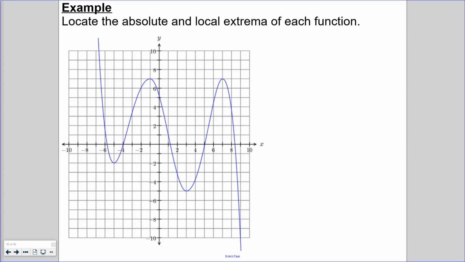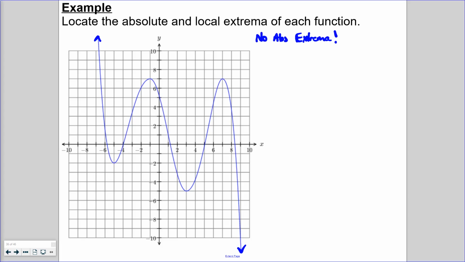Let's take a look at one more graph. Same directions, locate the absolute and local extrema of this particular function. Just like previous examples, we want to first identify the absolutes, because those are the highest and the lowest points. But we can see we have one end behavior going towards positive infinity, another end behavior going towards negative infinity, which means that there are no absolute extrema for this particular function, so it's all local.